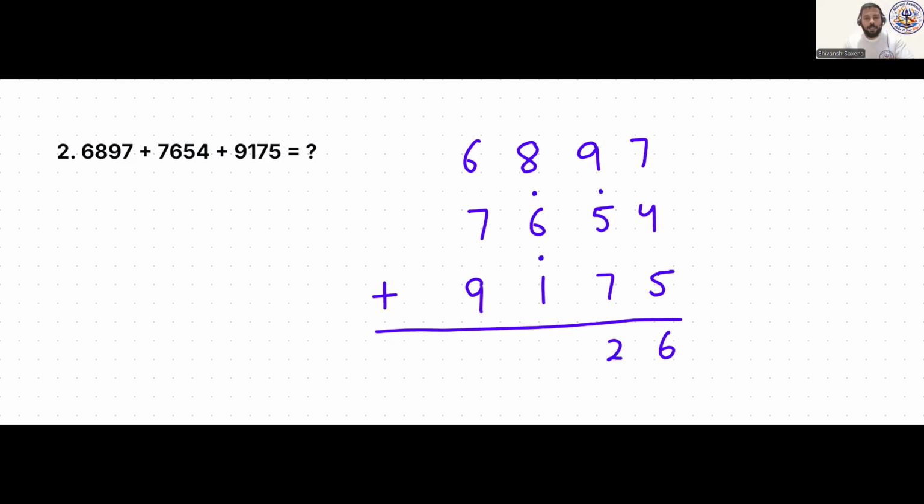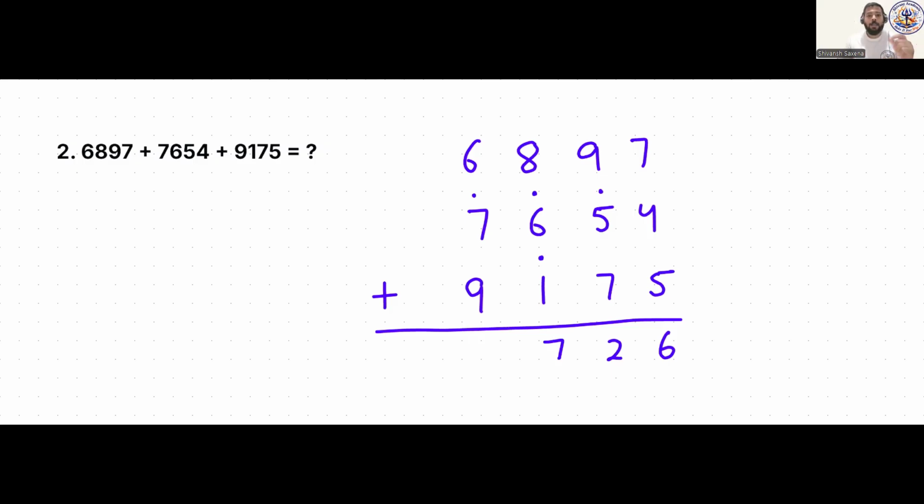Now 8 add 1 is 9. 9 add 6 is 15. Greater than 10, I put the dot over here. Excess of 15 is 5. 5 add 1 is 6. 6 add 1 is 7. Moving to the next column, 6 add 1 is 7. 7 add 7 is 14.